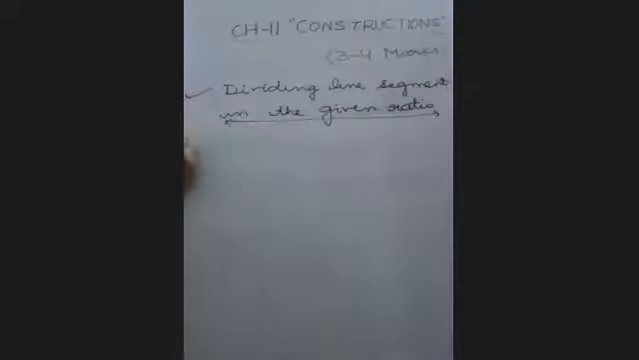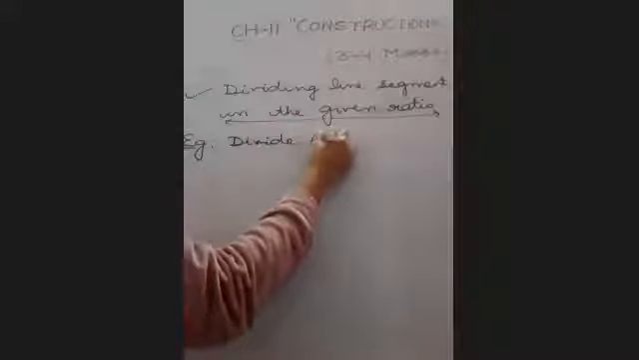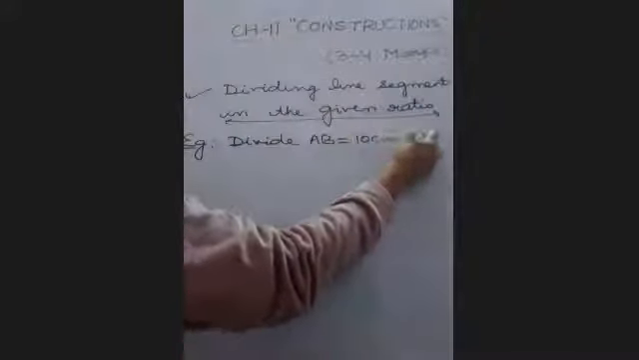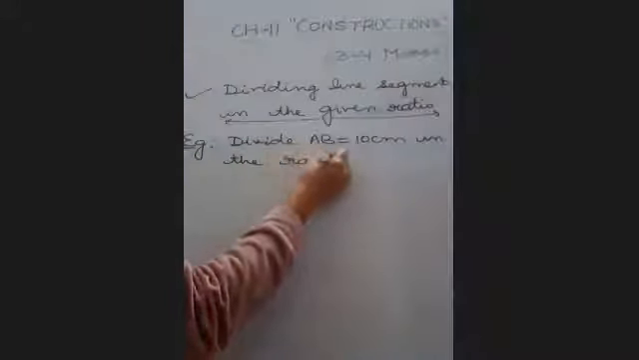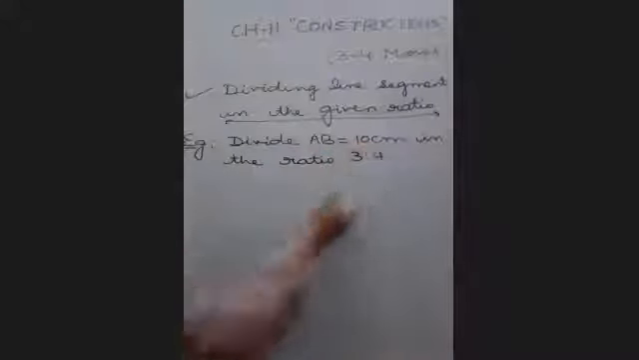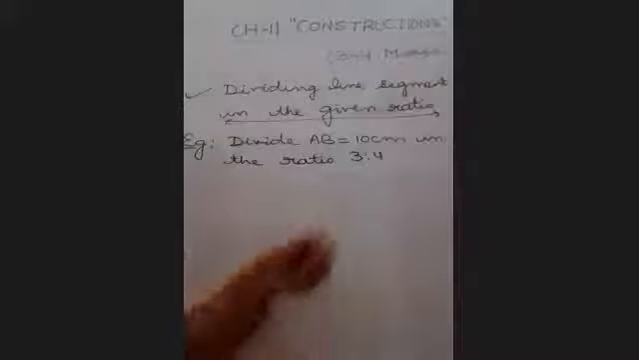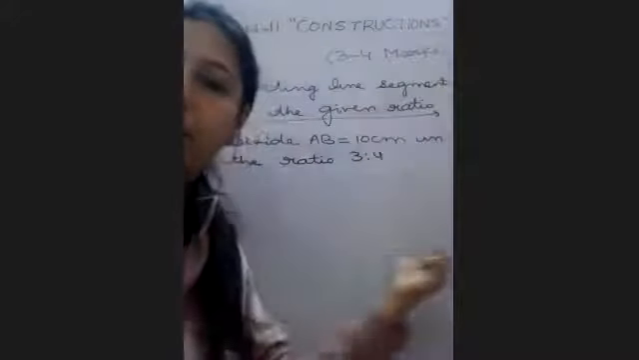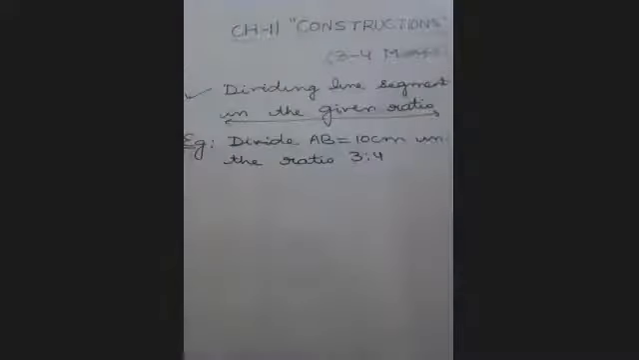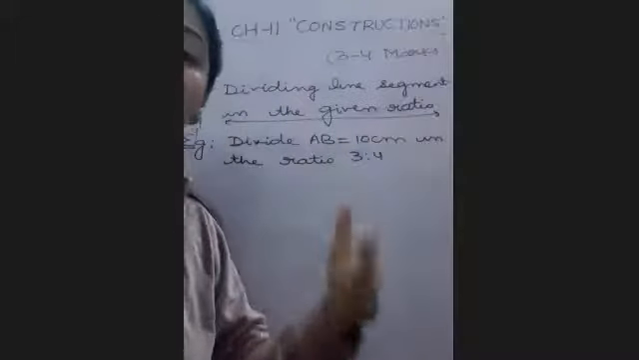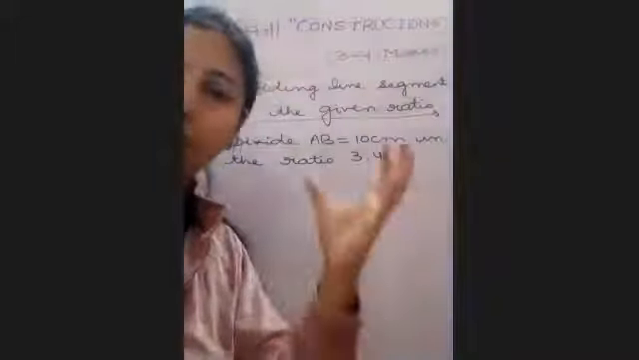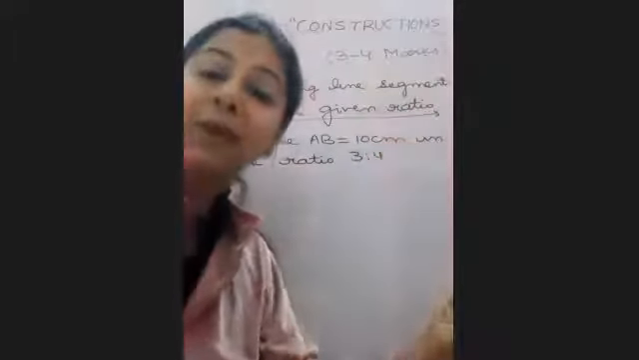So suppose we have to divide AB equal to 10 centimeter in the ratio 3:4. Let us say this is to be done, right? So that means you have a line segment which is 10 centimeter long and it has to be divided in how many parts? When we are saying 3:4, children, that means how many total parts are there? 3 parts to be given, 4 parts to be given to the other one.